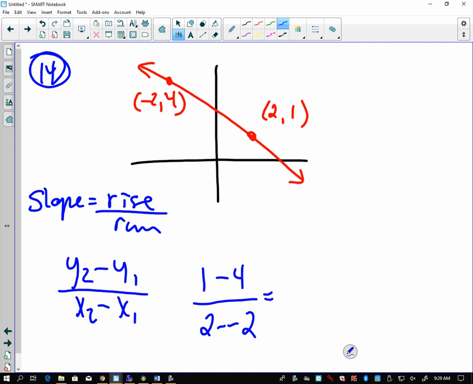What is 1 minus 4? Negative 3. What is 2 minus negative 2? 4. So my slope is negative 3 over 4. Now, if I'm going to put this kind of answer in a test, I'm going to have negative 3 division bar 4. That's how I would put that in with no spaces.